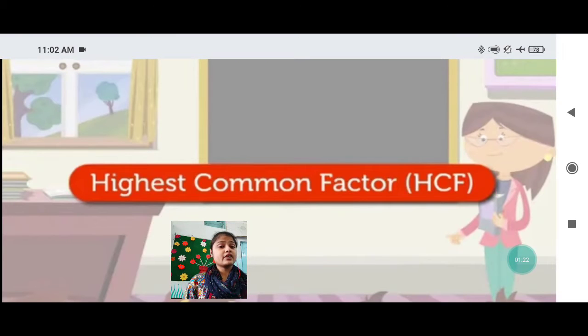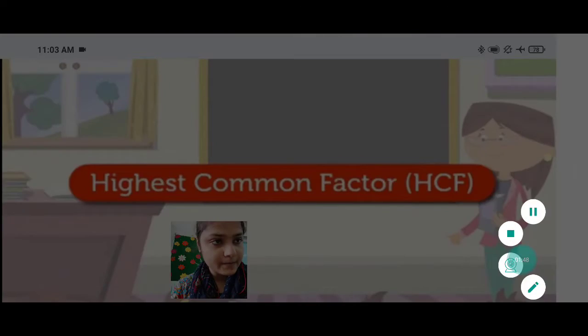Now children, we are going to study the highest common factor. A common factor means a number which is coming in two or more numbers' factors, which are common. And the highest common factor means the highest number which is common. That will be much clearer with an example. Just see.